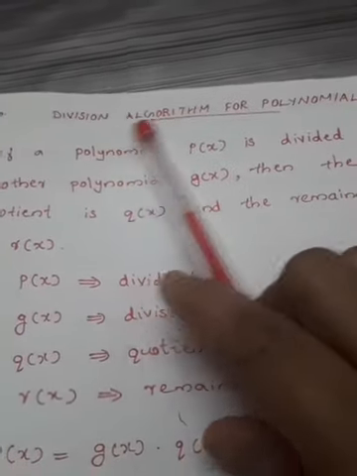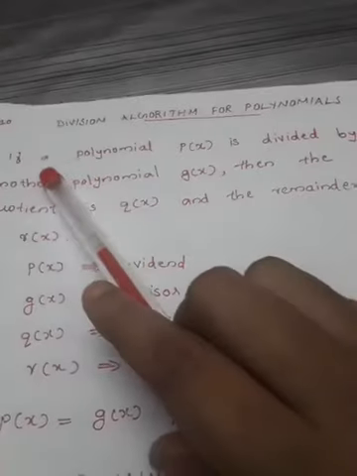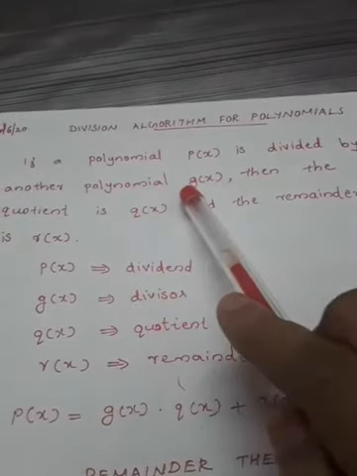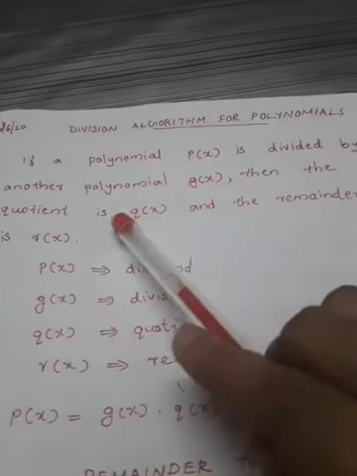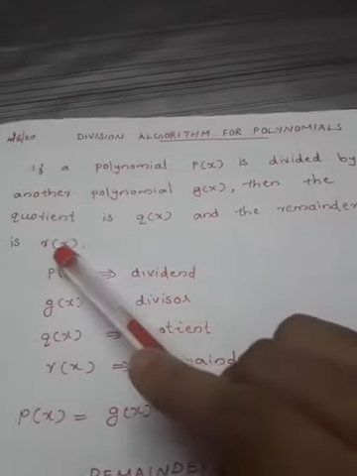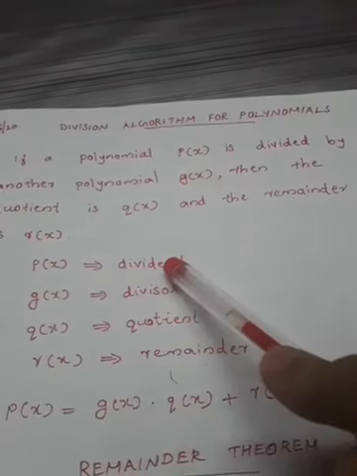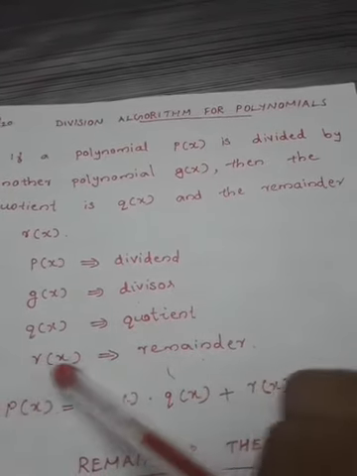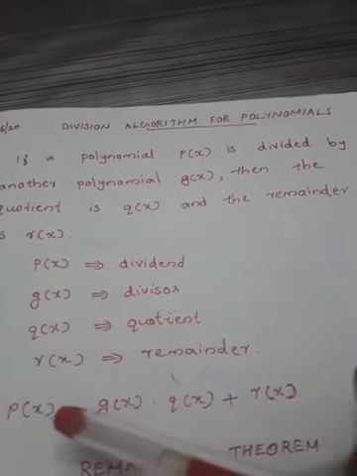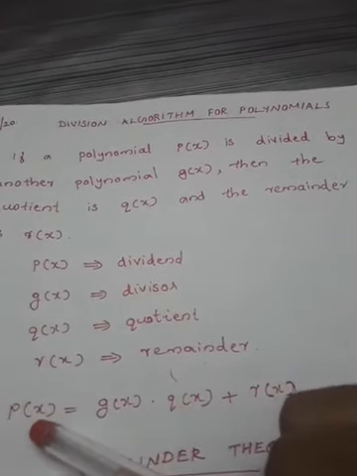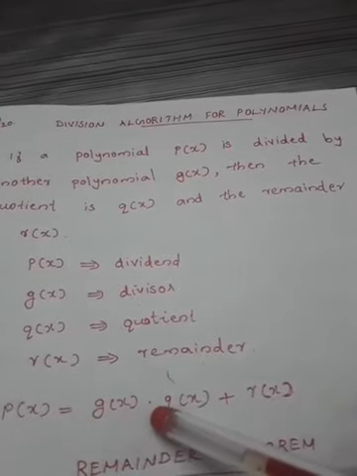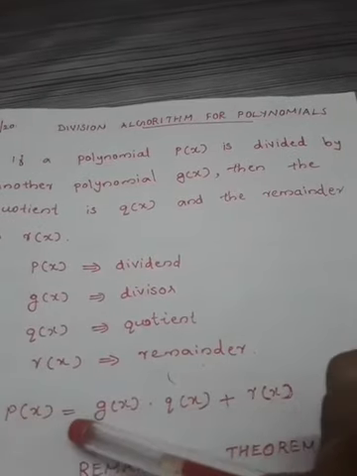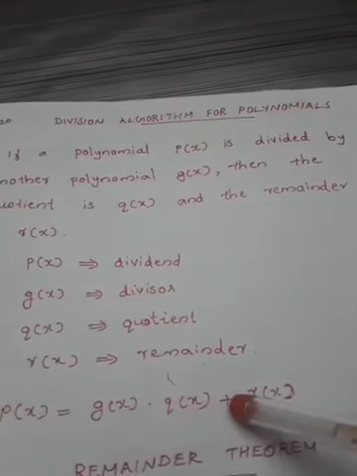In the same way, here is the division algorithm for polynomials. If a polynomial p of x is divided by another polynomial g of x, then the quotient is q of x and the remainder is r of x. p of x is the dividend, g of x is the divisor, q of x is the quotient, r of x is the remainder. Then the division algorithm for polynomials is p of x equals g of x into q of x plus r of x. Here, dividend equals divisor into quotient plus remainder.